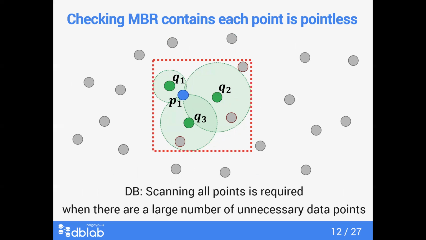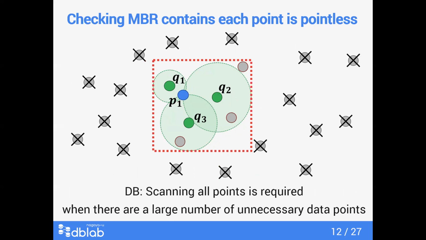Therefore, we can reduce the number of data points faster than simply using the previous formula. After creating a rectangle, it's necessary to determine whether each data point is included in the rectangle one by one. We can skip scanning many data points from the database by using the rectangle and the spatial index.